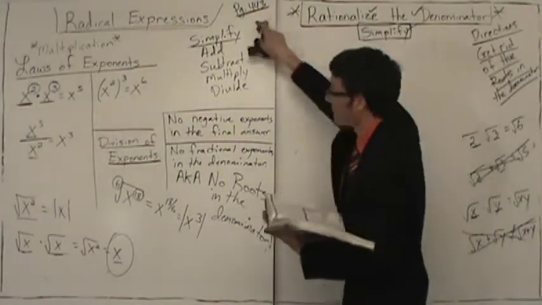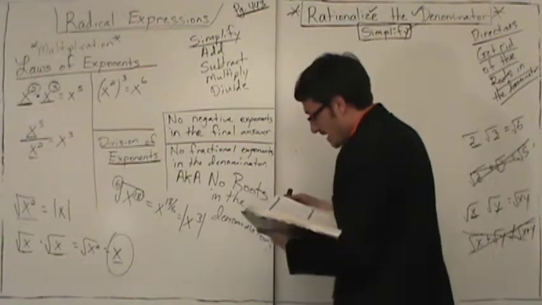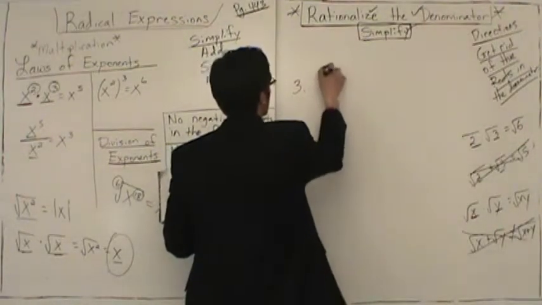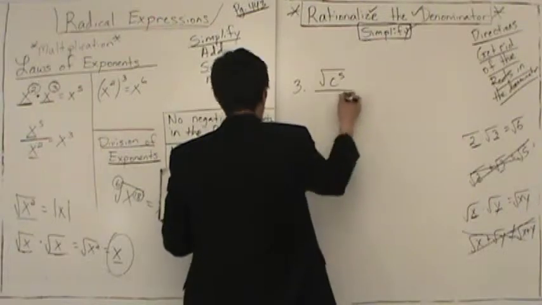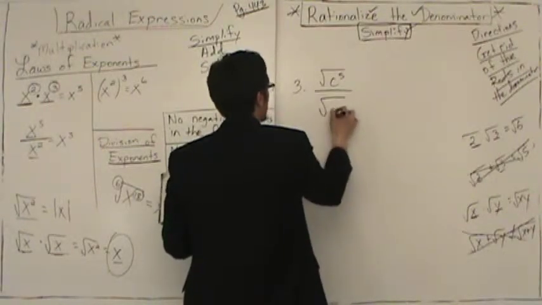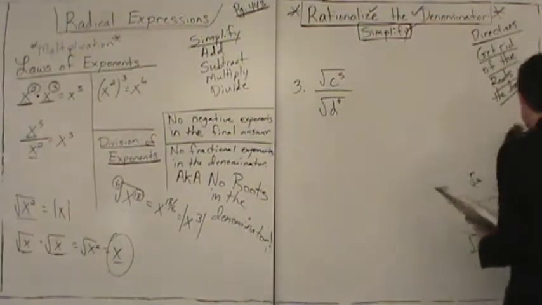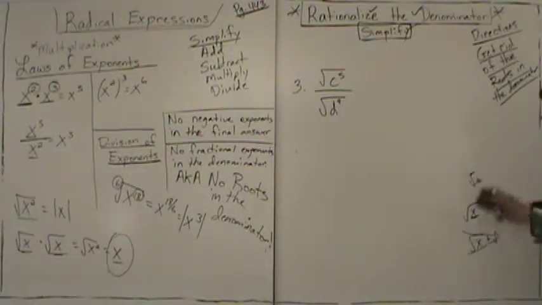So we are on page 443, and we're looking at number 3. Example 3, or problem 3, is the square root of c to the 5th over the square root of d to the 9th. The problems in the book are a little bit harder. Well, I shouldn't say harder. You just have to think a little bit more.